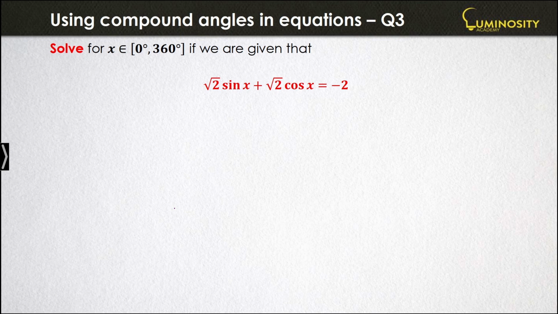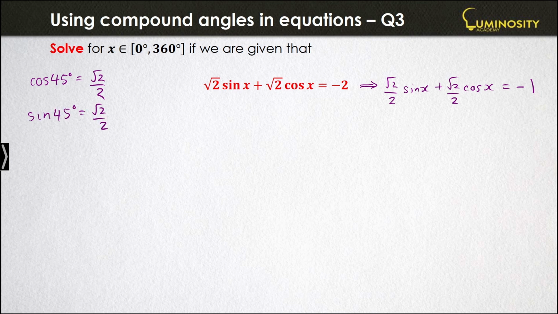What I'm going to do first is divide both sides by 2. I get root 2 over 2 times sine x plus root 2 over 2 cos x equals negative 1. Now, root 2 over 2 is very interesting, because it's a special angle value. Cos of 45 degrees gives you root 2 over 2, and sine of 45 degrees also gives you root 2 over 2. Those are very special angles.